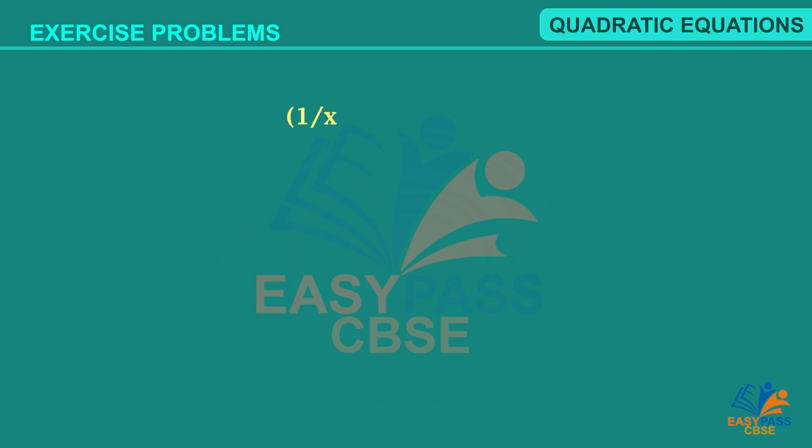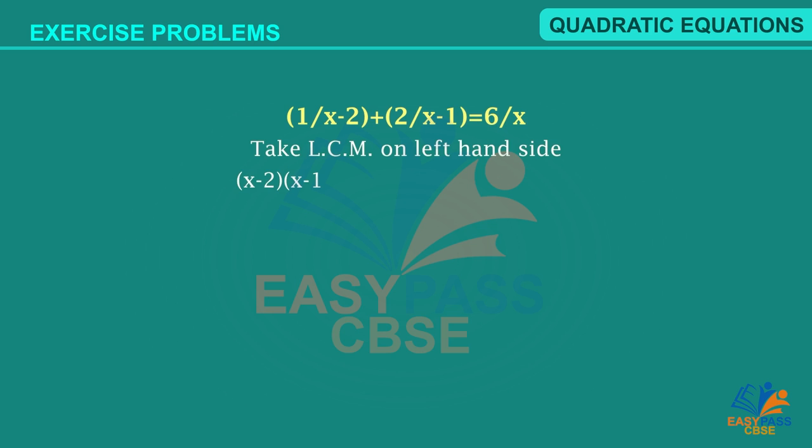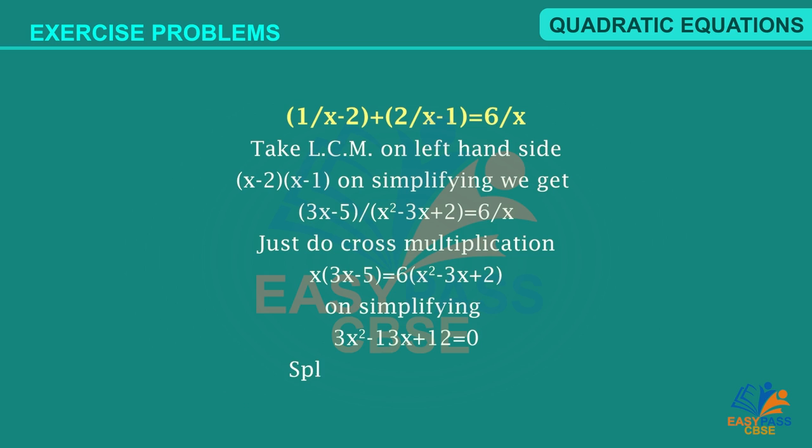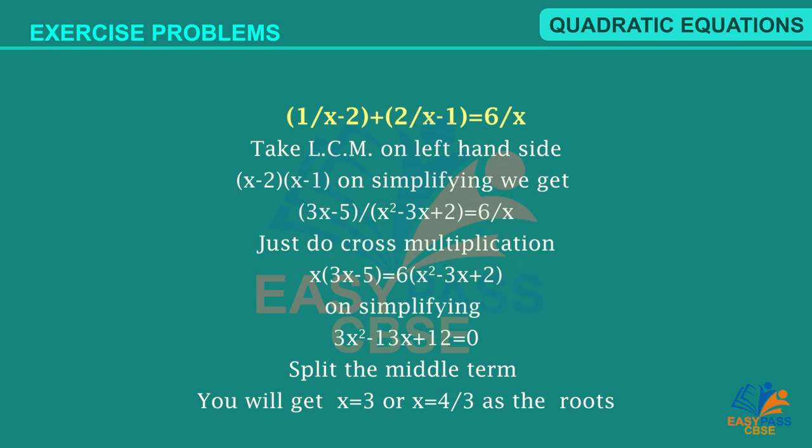One over x minus 2 plus 2 over x minus 1 is equal to 6 over x. Take LCM for the left hand side one. We have x minus 2 times x minus 1. On simplifying, we get 3x minus 5 by x square minus 3x plus 2 and the right hand side 6 over x. Just do cross multiplication. We have x times 3x minus 5 is equal to 6 times x square minus 3x plus 2. On simplifying, we get 3x square minus 13x plus 12 is equal to 0. As usual, you have to split the middle term, you will get x is equal to 3 or x is equal to 4 by 3 as the roots.